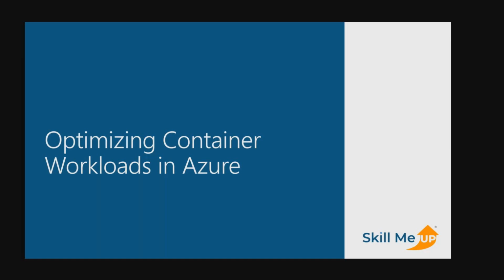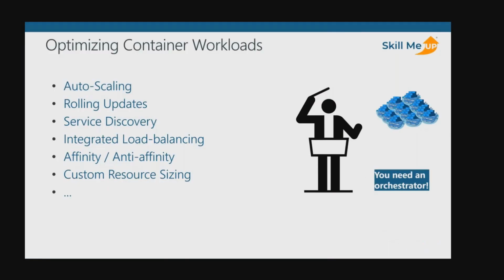running in a full optimized way. Because up till now, we have standalone instances. We have a couple of high availability load balancing features out of web app for containers, but it's not a full-blown orchestrator. What if you need auto-scaling?